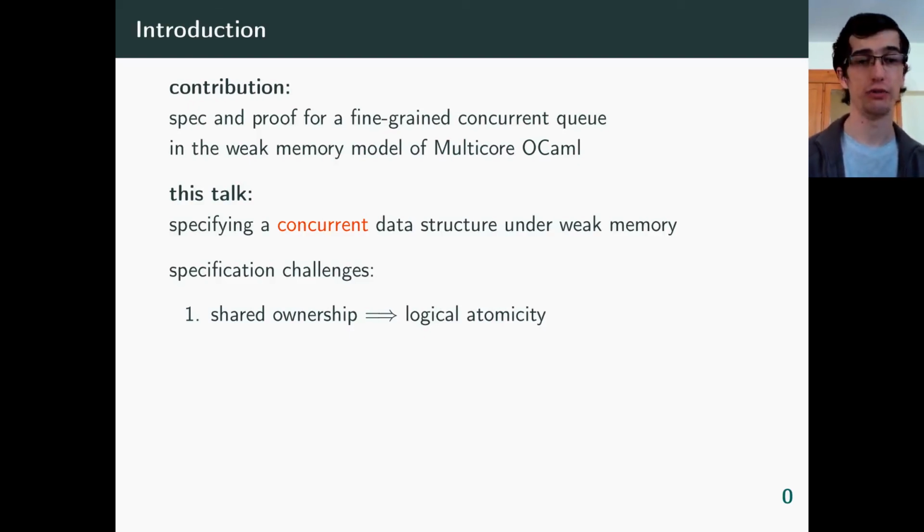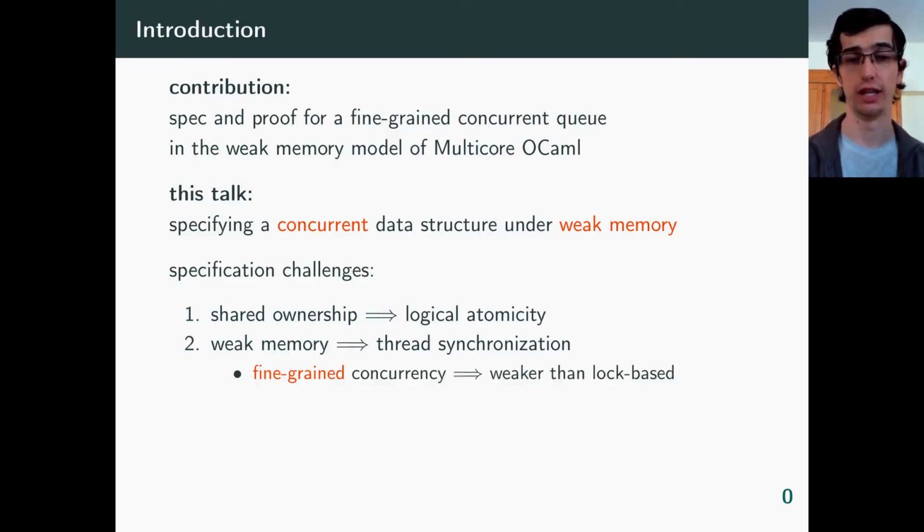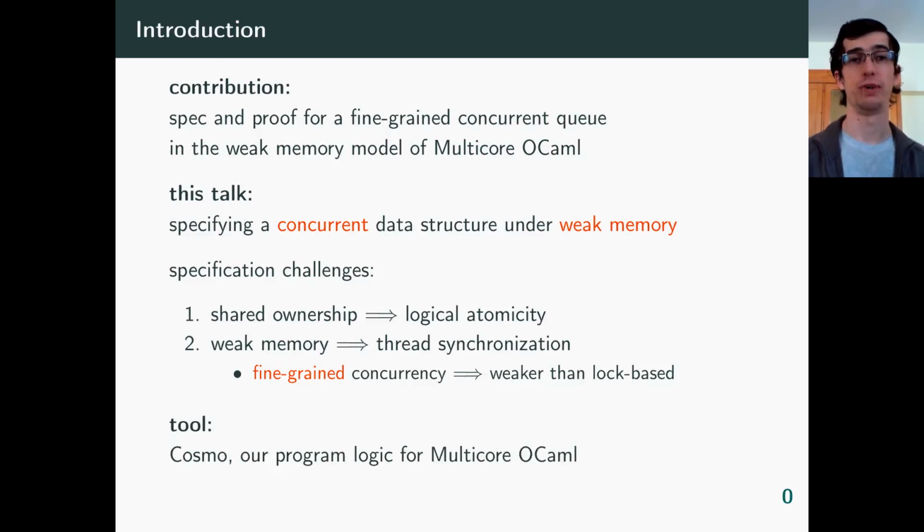Another challenge is with weak memory. With weak memory, you need to be explicit about how your threads synchronize. So the spec must expose useful synchronizations, and often fine-grained implementations offer fewer synchronizations than a lock-based one. We will tackle these challenges by using Cosmo, which is our concurrent program logic for Multicore OCaml.